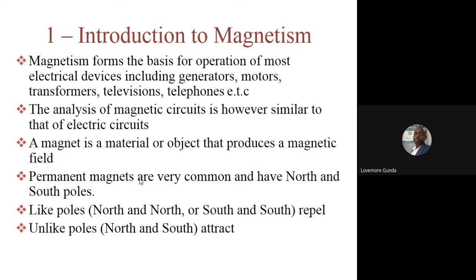So when you're talking about magnetism, we talk about magnetic materials, which are objects that produce a magnetic field. So if an object can produce a magnetic field, then it is also a magnetic object. And as you know, a magnet has a south and a north pole. This is very common. Almost everyone knows about that.